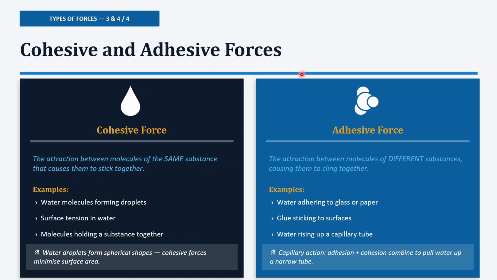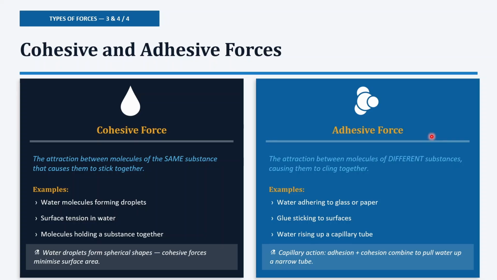And it's this same cohesive force that causes water to form droplets. So water can be seen in droplets because of the cohesive forces between the molecules of water. So that is about cohesive forces. So the fourth one is adhesive forces. Adhesive force is the force of attraction between different substances.